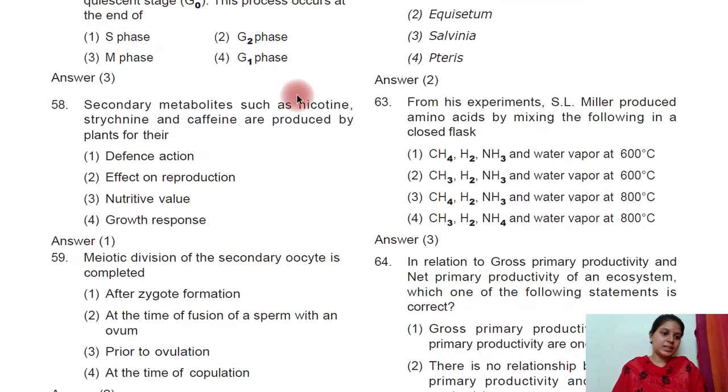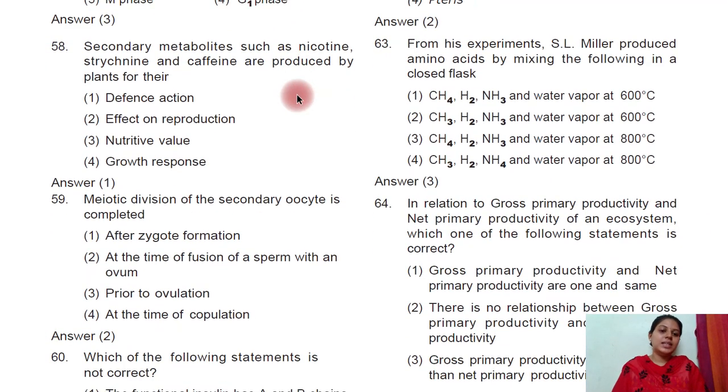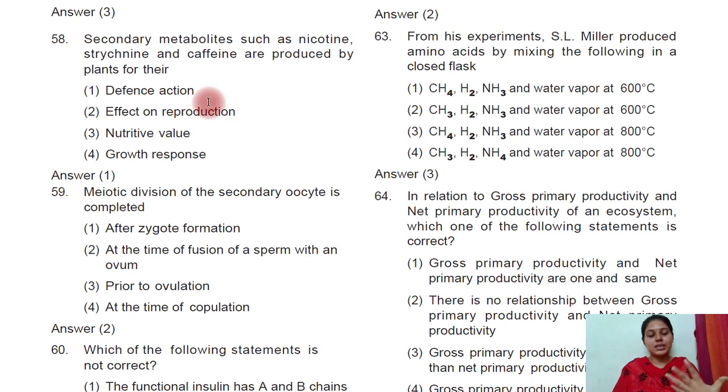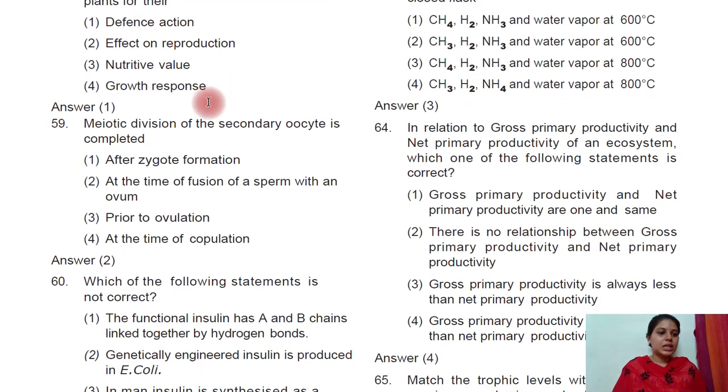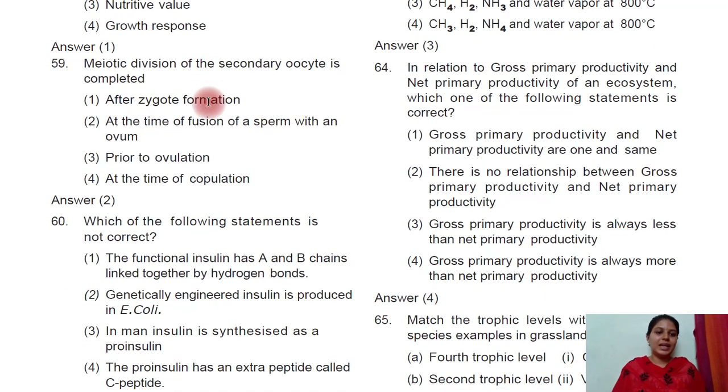Next, secondary metabolites such as nicotine, strychnine, caffeine are produced by plants for their defense action, it's very simple. So they are produced only for their defense action. Defense action in the sense that they have to preserve themselves in the environment. They are the host, right? So for that purpose. Next, meiotic division of the secondary oocyte is completed.